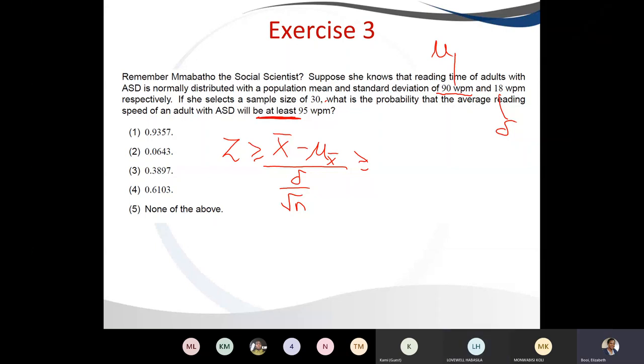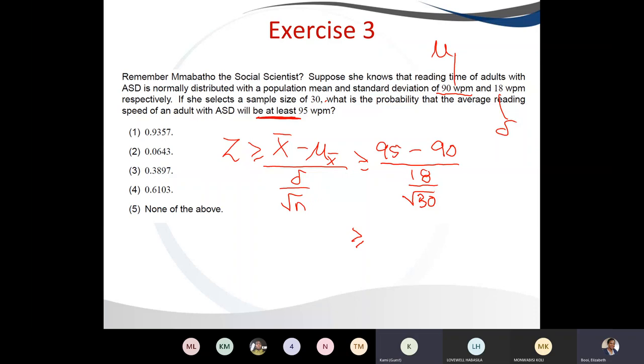What is your sample mean? Sample mean is about 95. And the population mean? 90. The standard deviation? 18 over the square root of 30. Square root of n, and our n is 30. And when you work it out, what do you get?